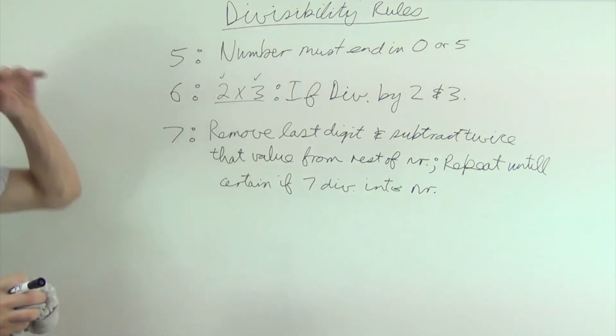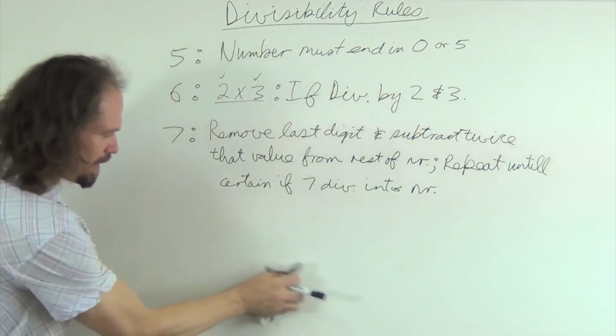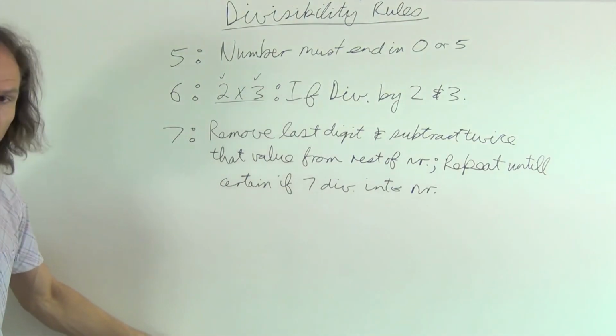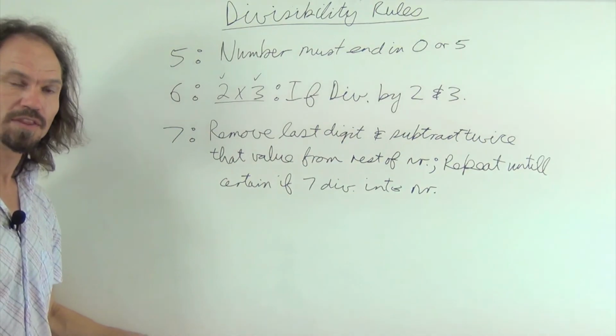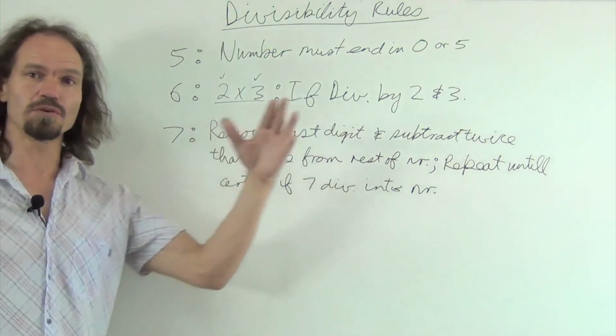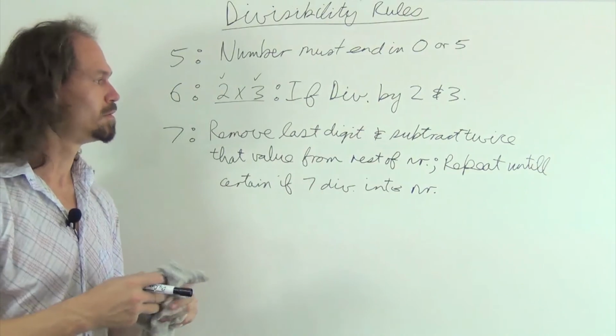Okay, as I explained in the process. So you go down and finally you'll get to a number where you can easily say, hey, 7 can or cannot divide into it, right? And that'll determine whether 7 could divide into the original big number. All right.